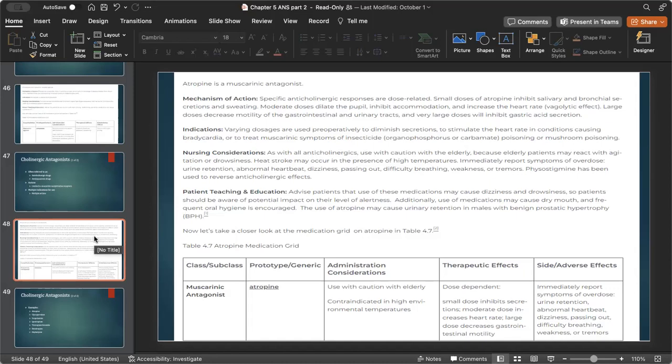Considerations: caution with the elderly. Elderly may get agitated or have some sort of drowsiness. They might have heat stroke, so we want to watch these. Remember, this is anti-SLUD, so it's anti-urination, defecation, digestion, salivation. So we're going to see the adverse effects as the same things that it does. So urinary retention, abnormal heartbeat, dizziness, passing out, difficulty breathing, which is more of an adverse effect related to an overdose of this medication, but the tremors, especially because of that sympathetic stimulation.